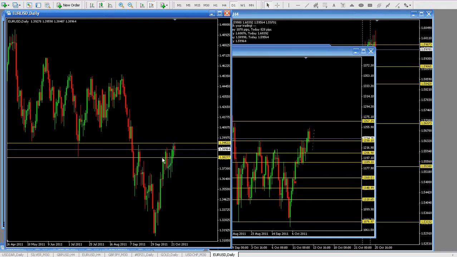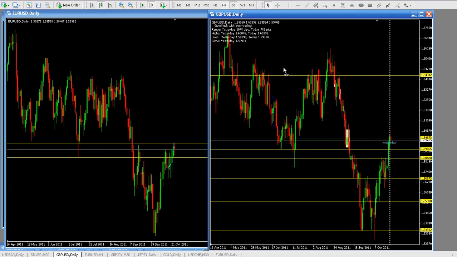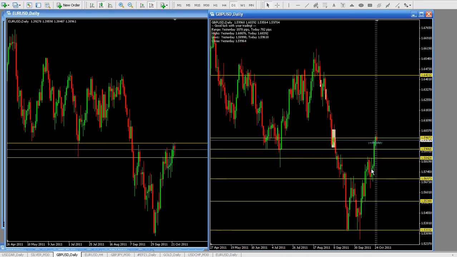But this kind of behavior is telling us that there were no particular sellers. The only sellers at the market were the traders, people that were taking some profits from this kind of growing wave. They took the profit from it. That's how it's seen on the chart. So we see something similar on the pound chart as well, only here we got stronger buyers, so there are more buyers with the pound.